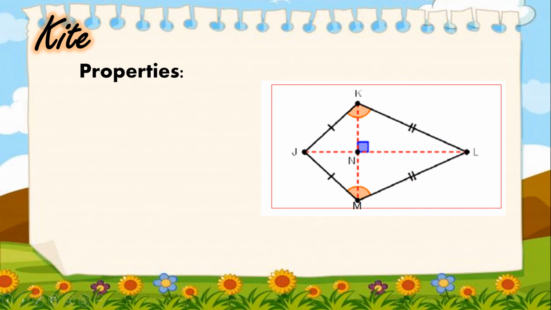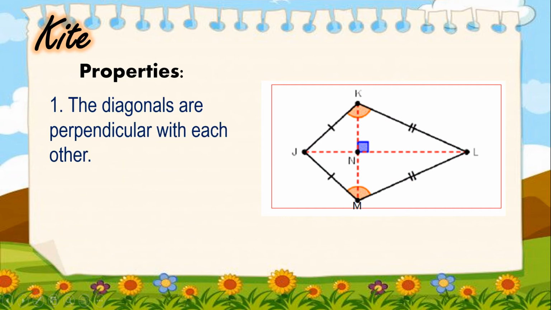What are the properties of a kite? Number 1, the diagonals are perpendicular with each other, meaning that at the intersection of the two diagonals, 90-degree angles are formed. Just like in the given figure, we have kite JKLM. When diagonal KM and diagonal JL intersected, we have four 90-degree angles that are formed.